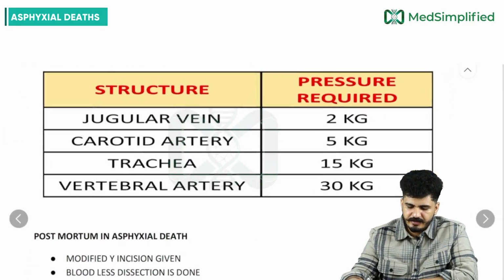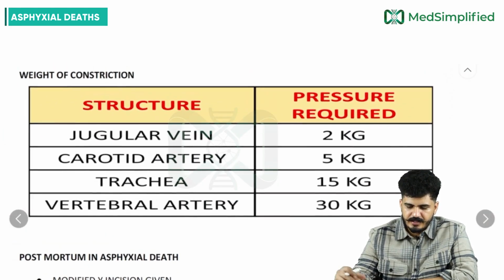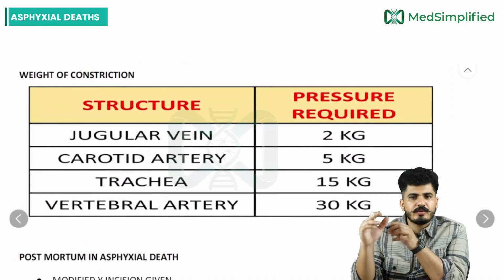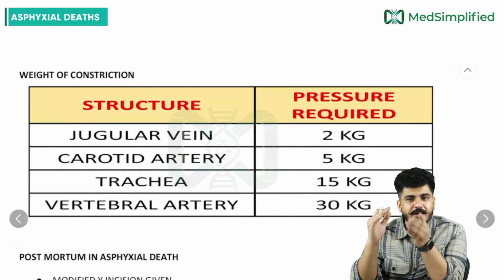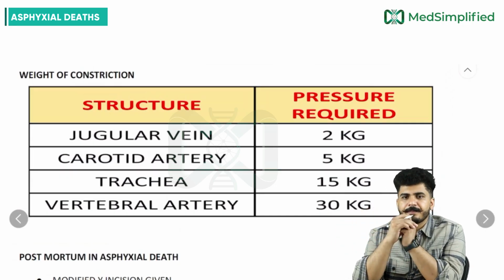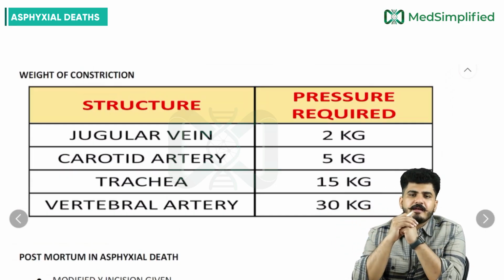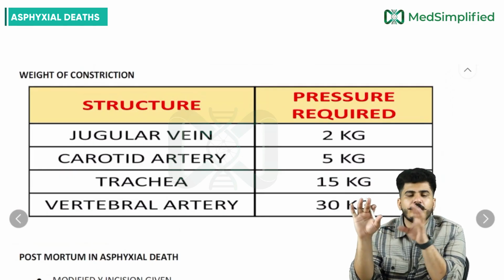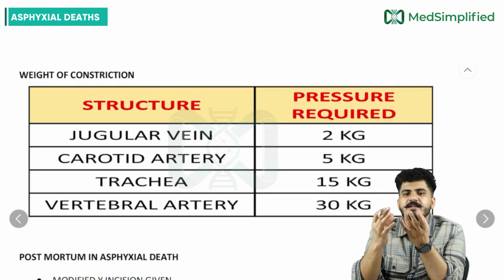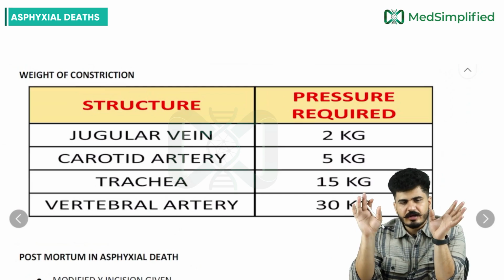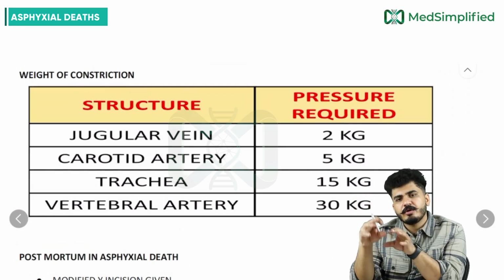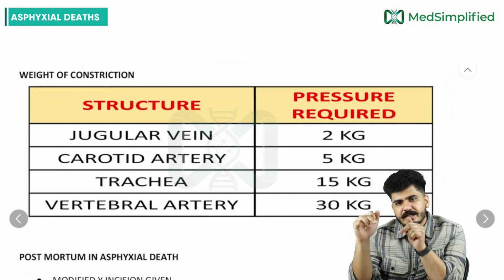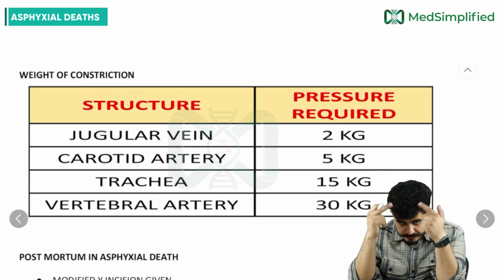What are the different weights of constriction? See, what weight is required to constrict what organ will be very important in the topic called partial hanging and the complete hanging. Sir, in the complete hanging, what will happen? The whole of the body weight will be acting as a constricting force, and that will be the cause of death. But in the partial hanging, where your body is touching the ground, the death will happen because of the weight of the head.